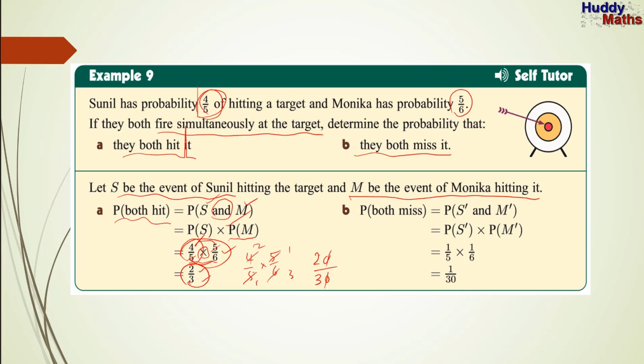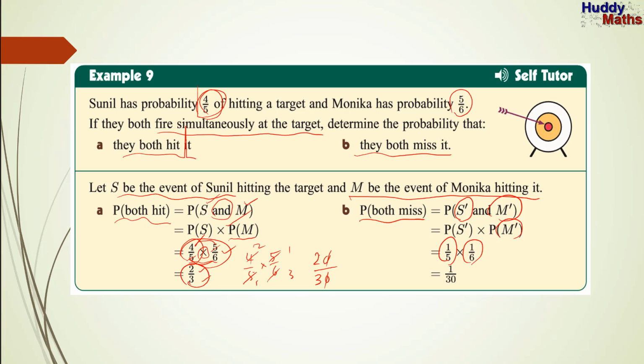All right, let's do this one over here. They both miss. Now, this is why they put in the idea of the complementary event. So that's the complementary event to Sunil hitting, which is the event S. So not S is 1/5. He hits 4 out of 5 times, so there it'll be 1 out of 5. And not M, Monica missing here, she's going to do that 1/6 of the time.